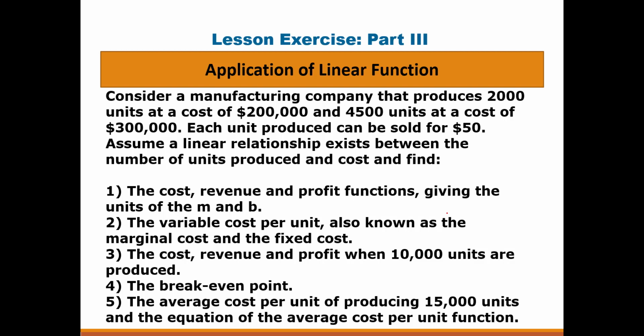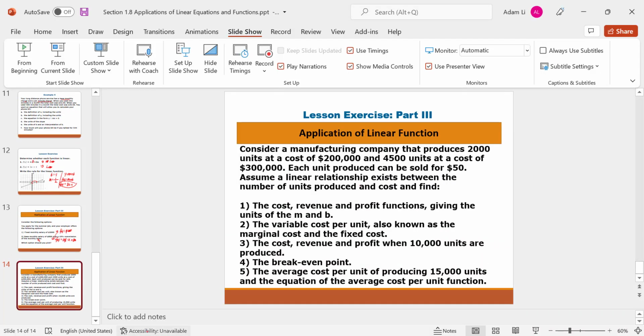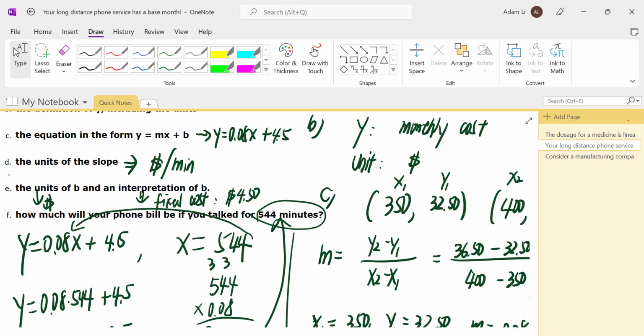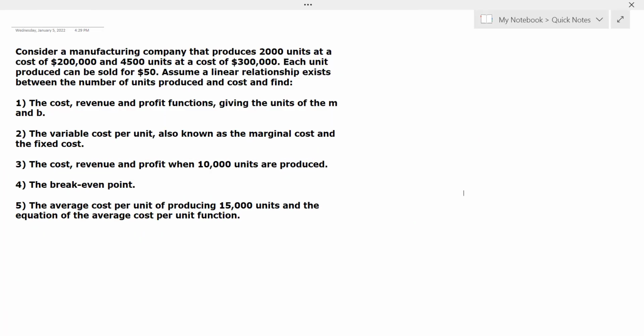We find cost, revenue, profit functions, given units of slope and y-intercept. The variable cost per unit, also known as marginal cost, and fixed cost. The cost, revenue, profit when 10,000 units are produced. We need to find out the break-even point, average cost per unit of producing 15,000 units, and the equation of the average cost per unit. We went over one of the similar problems from the previous PowerPoint, but it's worth doing it again because it's a fairly sophisticated problem. So let's do it here together.